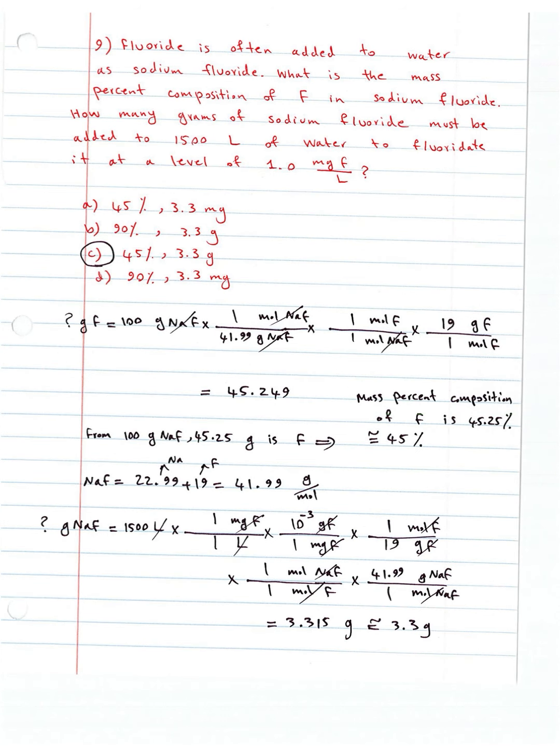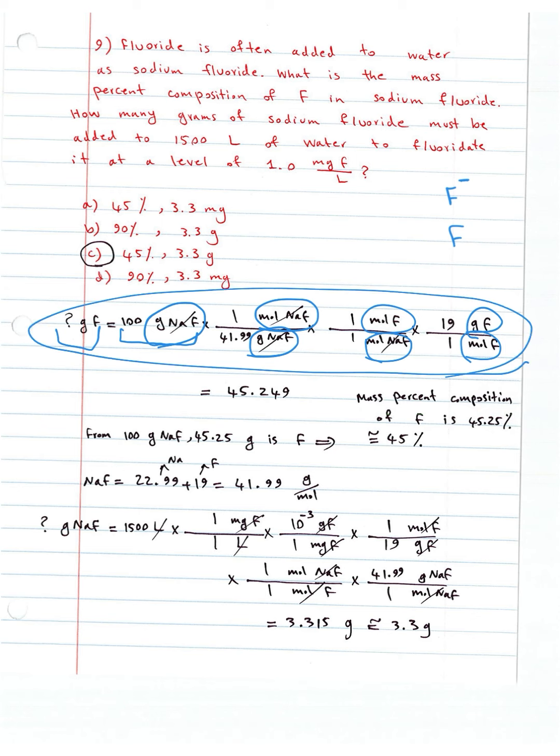Fluoride is often added to water as sodium fluoride. We went through this example in the class. You want to find how many gram of fluoride is in 100 gram of NaF. So if you refer to fluoride, we call it F minus. If you're saying fluorine, it would be F. So we convert gram of NaF to mole, mole to mole, mole to gram. So this is the routine for all of our questions. And then you find the answer.